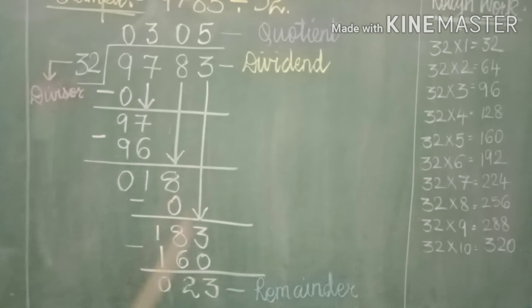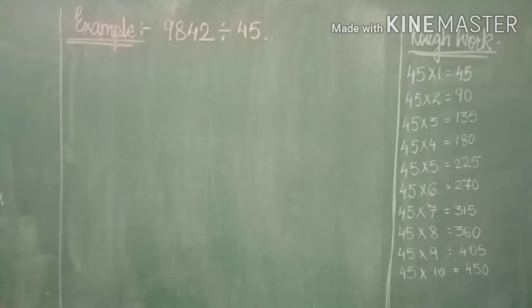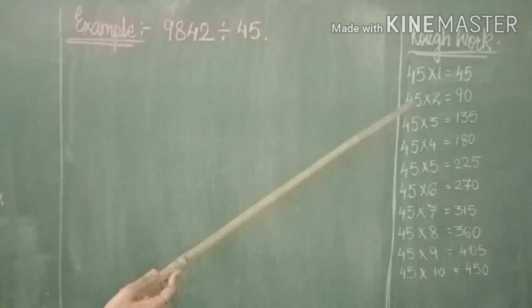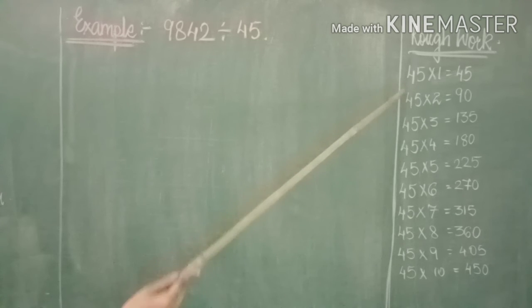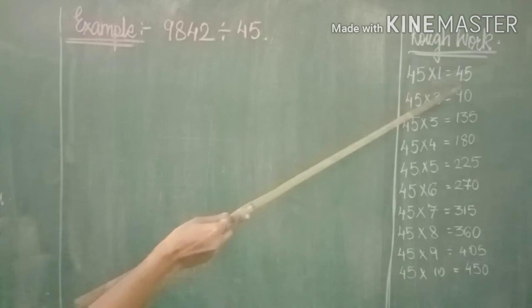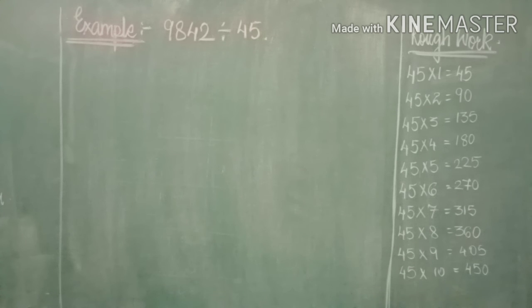Let's solve the third example. Okay students, let's see the third example, which is 9842 divided by 45. As you can see, in the rough column I have written the 45 table: 45 ones are 45, till 45 tens are 450. It is necessary to write the tables because that makes sure that we don't make any mistakes. Now let's start with the procedure of division.